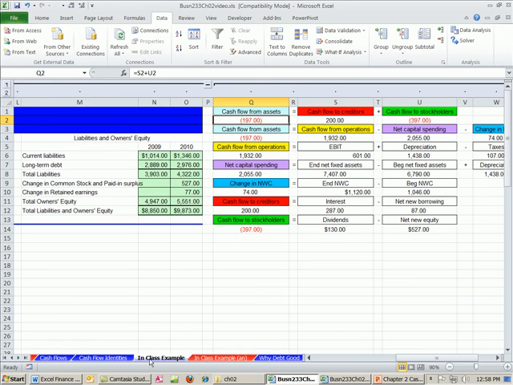That's the cash flow example. We did income statement, balance sheet, and talked about our cash flow identities at the beginning, and then did our calculations. All right, now a few more topics in the next video.